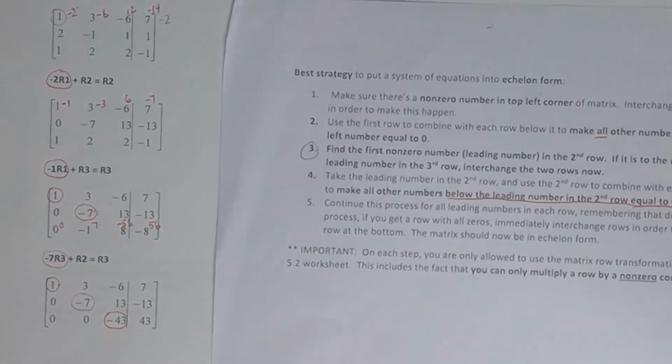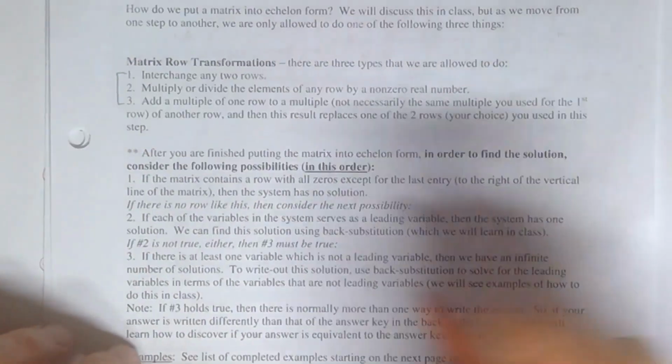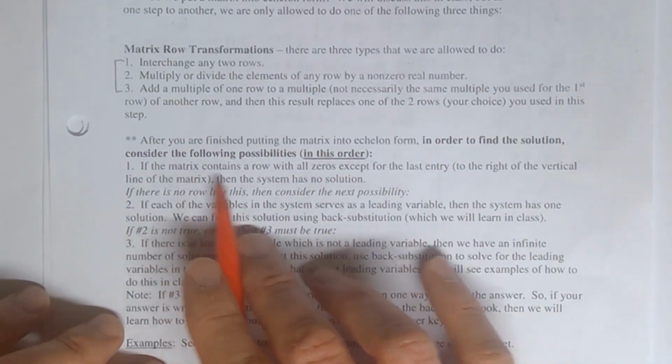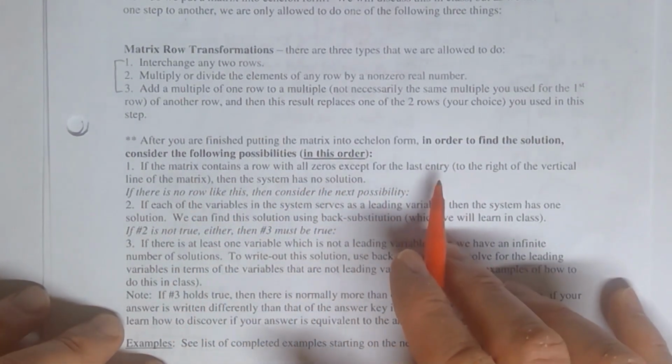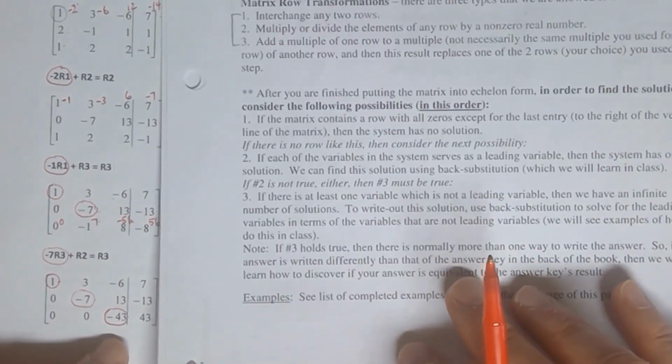All right, now, once we get it in echelon form, what do we say? Hey, if a matrix contains a row with all zeros except for the last entry, is that the case here, though? No, we don't have a row like that, do we?